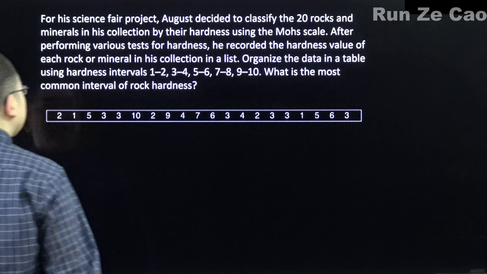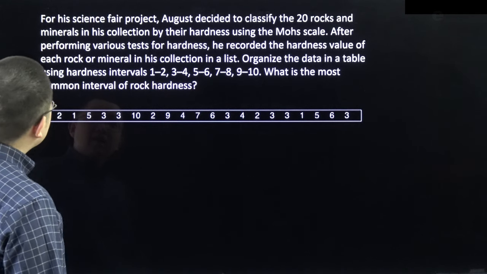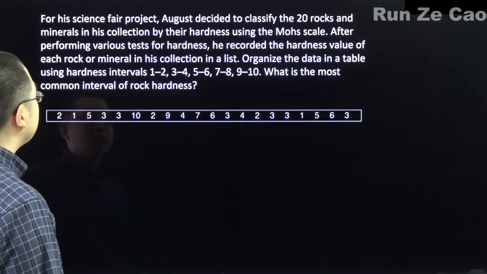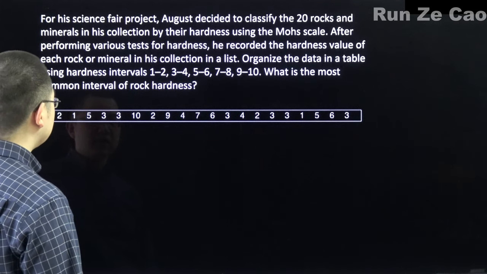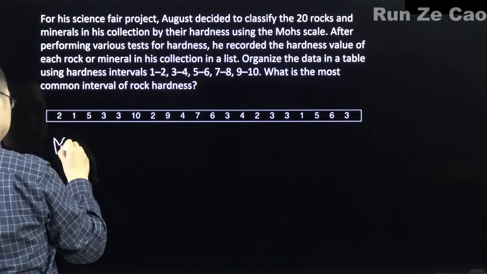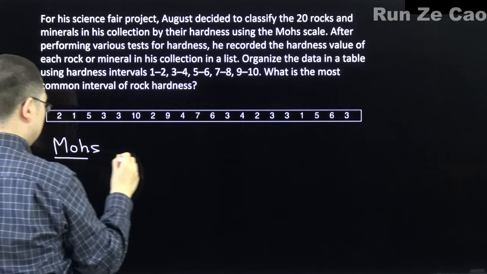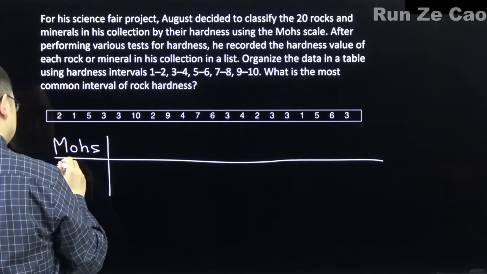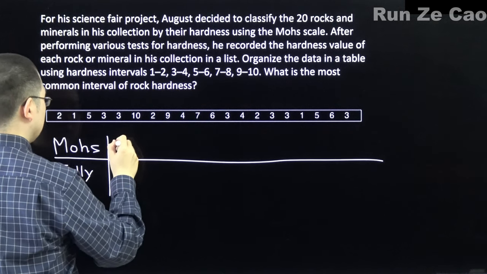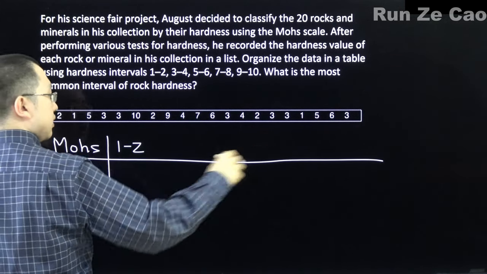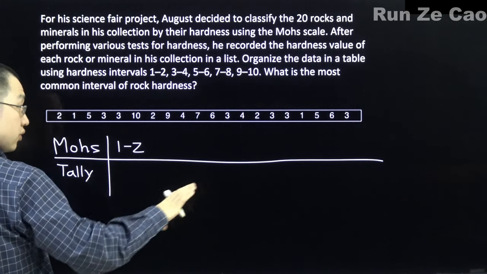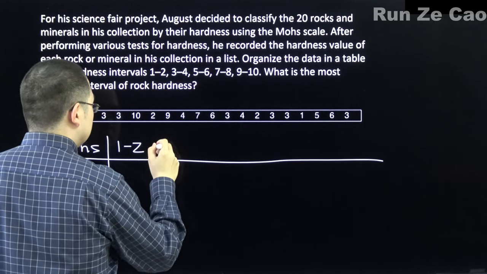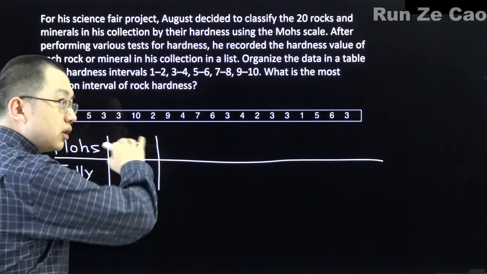Well, we're going to be doing some tallying. August decided to classify 20 rocks and minerals in his collection on their hardness using the Mohs scale. After doing various tests, he recorded the hardness values of each rock or mineral in his collection in a list. So, you can do your tallying horizontally or vertically. This is tally. Now, if you're doing it in two rows, you're going to end up having to go downward if you need additional tallying space. If you did two columns, you could go sideways.